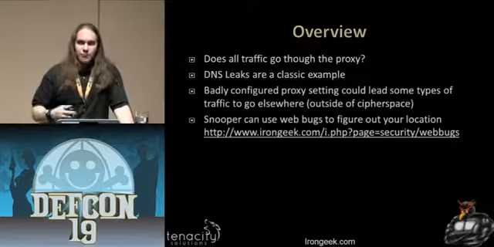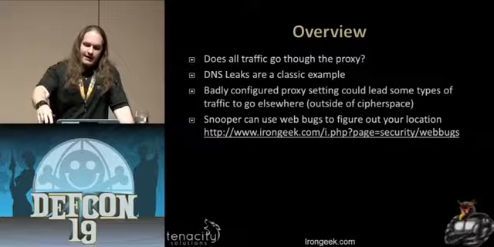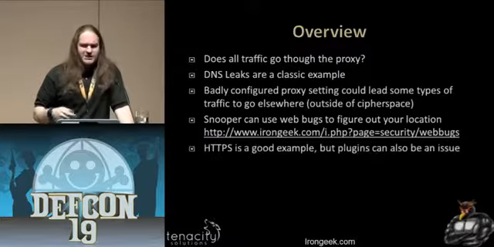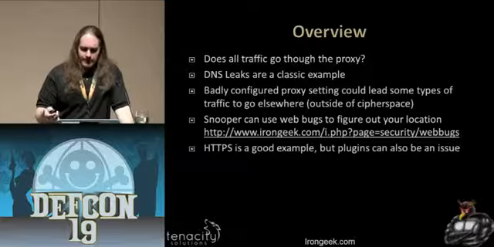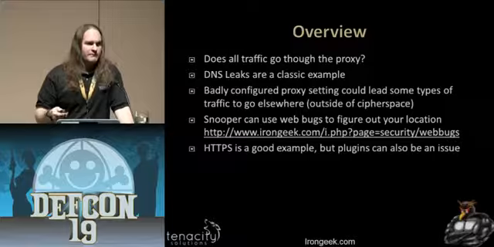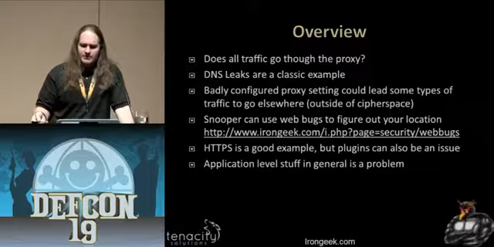A snooper can set up web bugs, and if the protocol that the web bug is accessed via isn't properly supported by the darknet, it's possible they can find the real IP address of someone visiting a site. HTTPS is a good example of this, but plugins can also be an issue. There's a lot of plugins out there that don't necessarily properly respect the proxy settings of the browser that they're embedded in. Application level stuff is generally a problem.